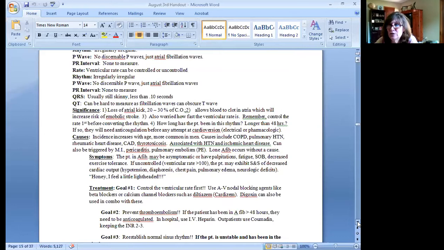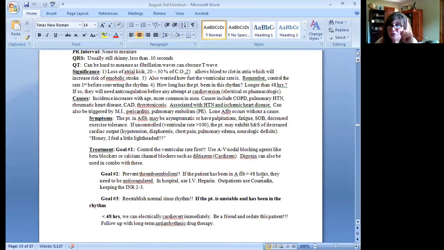So here's our treatment goals. Goal number 1, slow that train down. Control the ventricular rate first. I don't even have to worry about the clot by just slowing the rate. I'm not converting the rhythm. I'm just making it from an AFib rate of 148 to an AFib rate of 90, which would be better.